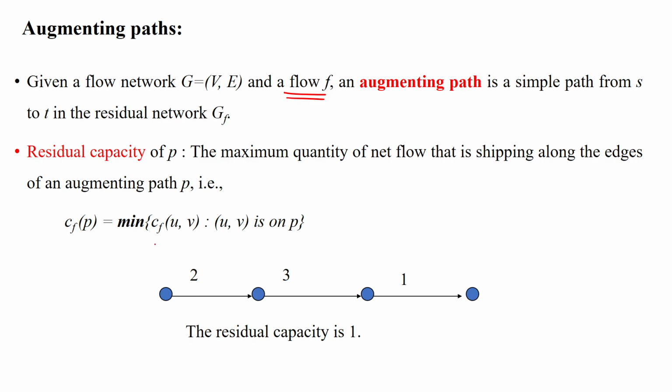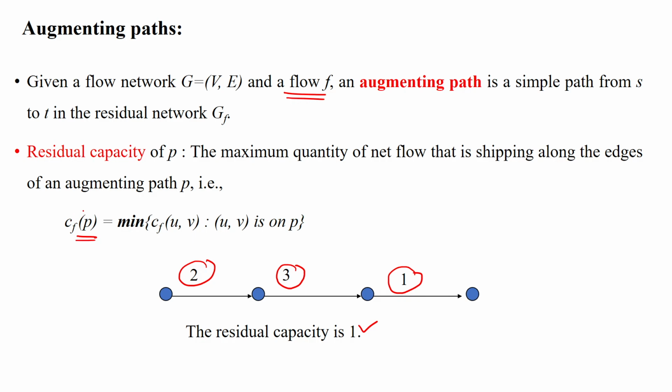For example, here we are using 4 vertices. Here 2 is the capacity which is allowed, here 3 is the capacity which is allowed, here 1 unit is the capacity. So the minimum capacity among these 3 edges is 1 unit. So this is the bottleneck capacity allowed in this flow between the source and destination. So that's what is given as a formula.